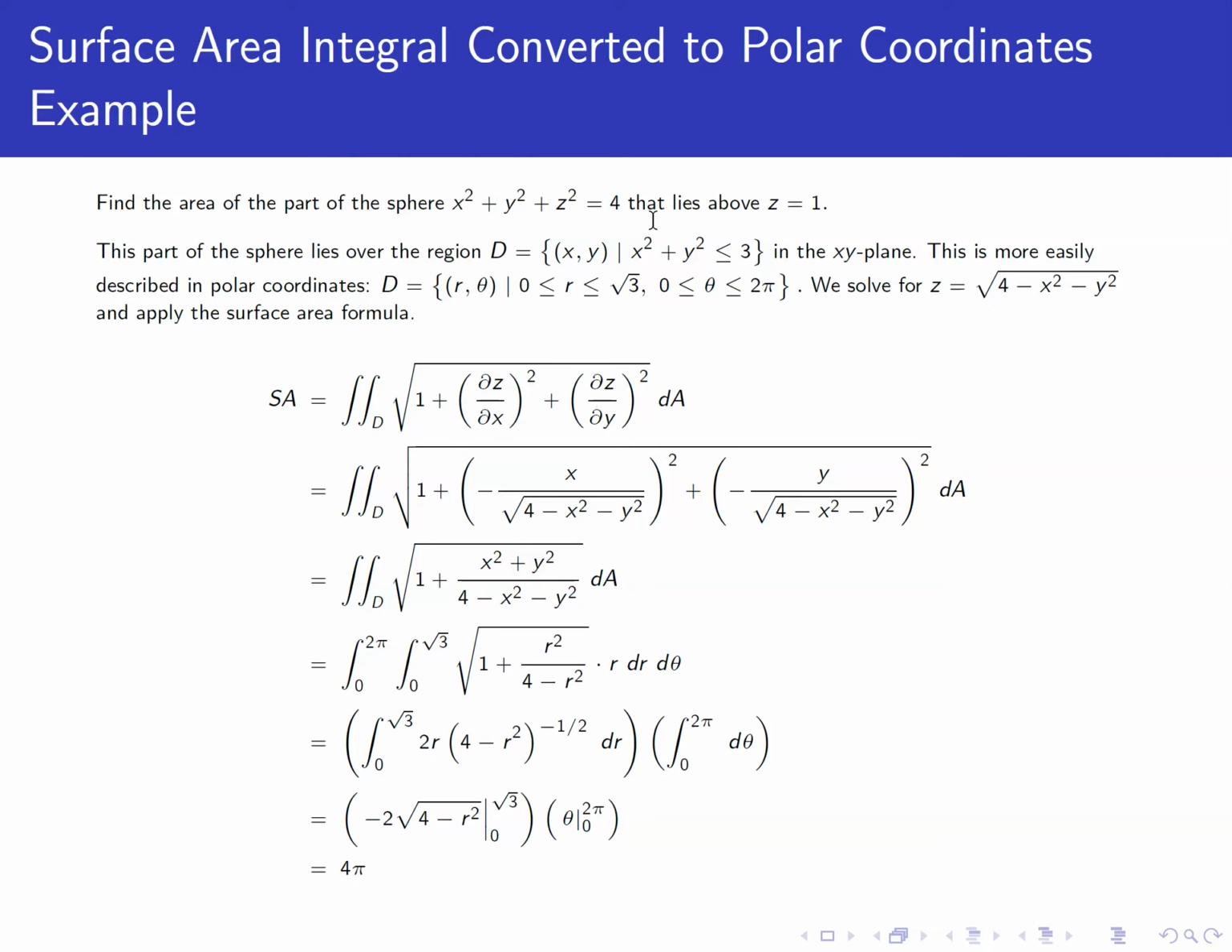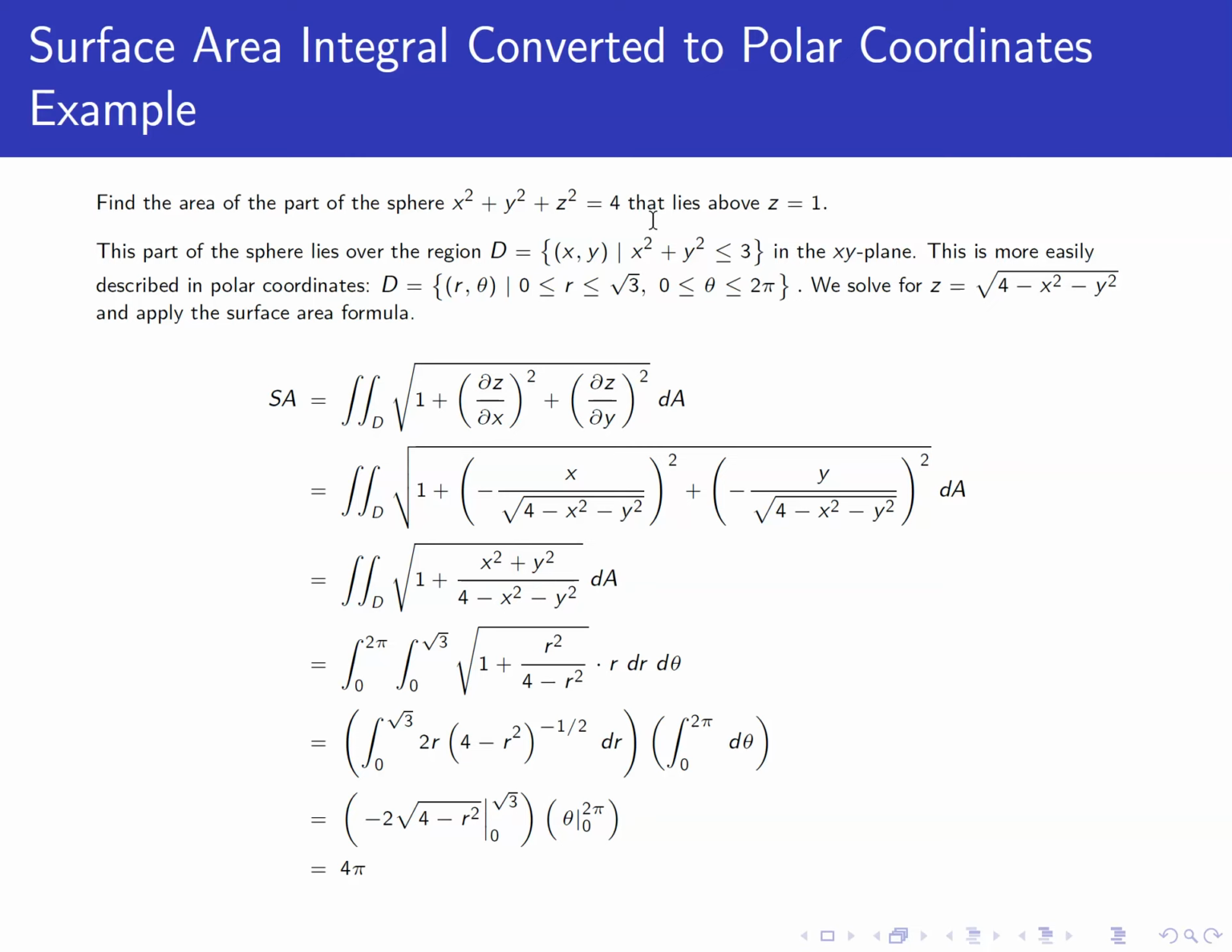That certainly is a region that we can describe more easily in polar coordinates. The radius of that circle is 3, so we know that our r values go from 0 to root 3. I said the radius was 3. The radius is root 3. So our r values go from 0 to root 3. The thetas go from 0 to 2 pi.